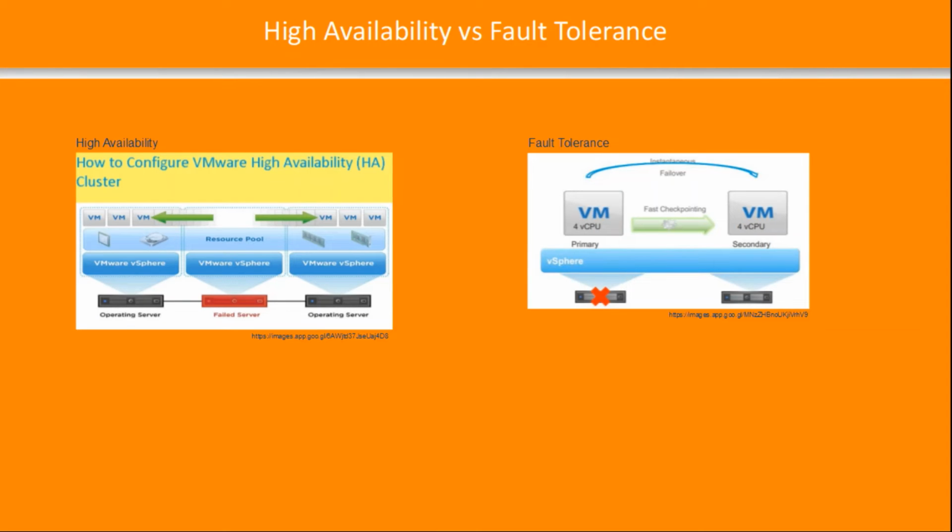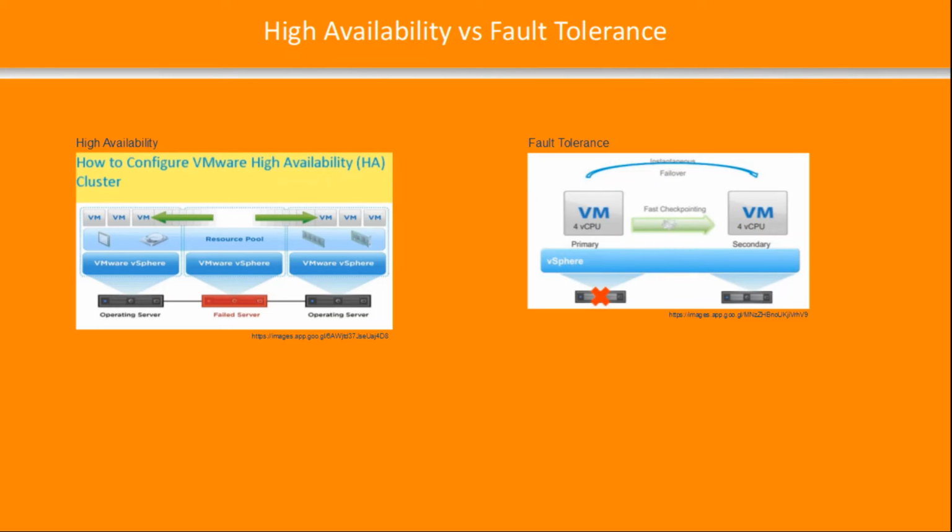In terms of high availability, as shown in the graphic on the left, we have a failure in one of the three hosts. HA works, it's a reactive technology, and it restarts those virtual machines on the other remaining hosts in the cluster. This, however, incurs a 5 to 10 minute delay caused due to the operating system shutting down and then starting up on the new ESXi host.